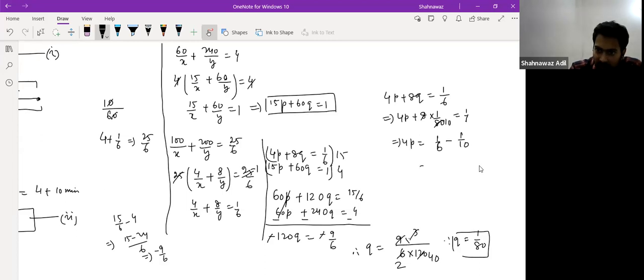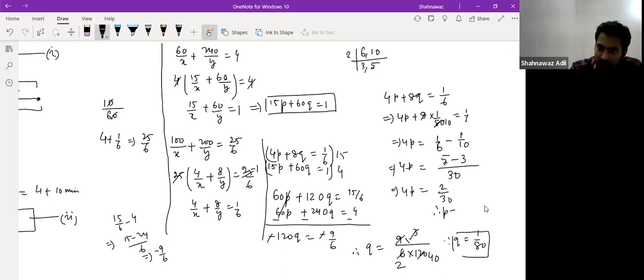So this is how much? The LCM of 6 and 10 is 30. So 4P is 2 by 30, so P is 2 by 120, which is 1 by 60.